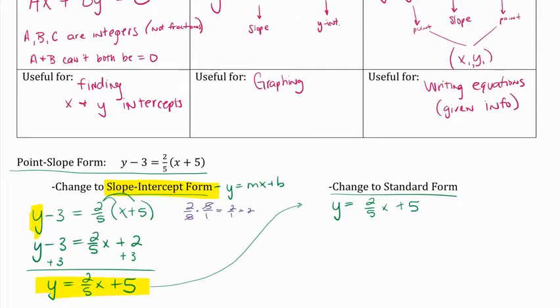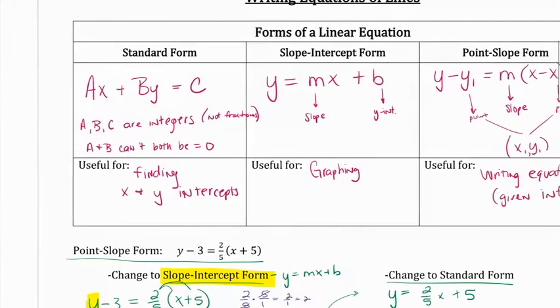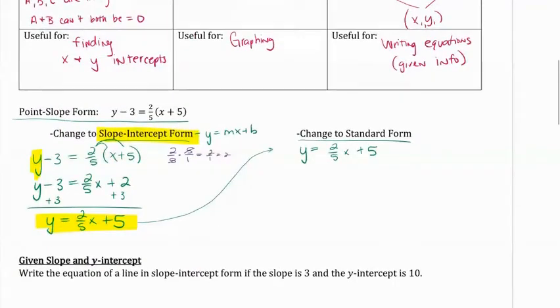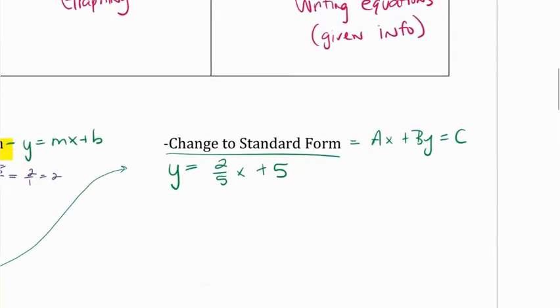And for standard form, I want x and y to be on the same side, right? Standard form is ax plus by equals c. So I want that ax and by to be on the left. Well, right now, I've got the y on the left side, but the x term is on the right side. So I'm going to start by moving this 2/5 x to be over on the left side, right? Okay, now I can't do y minus 2/5 x. Those aren't like terms, so I'm just going to write exactly what it says, right?